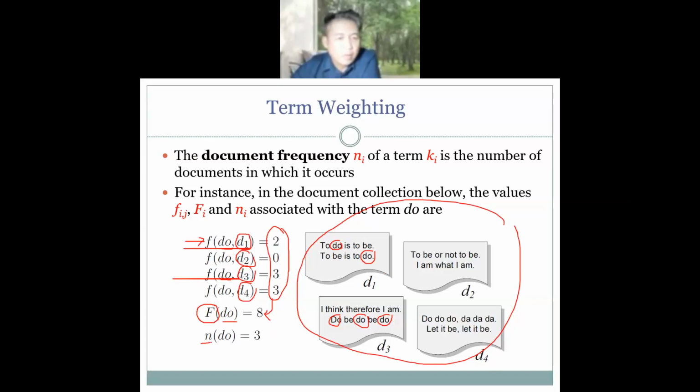So this small letter n refers to the number of documents that contain the keyword "do". Only 3 documents have the keyword "do".